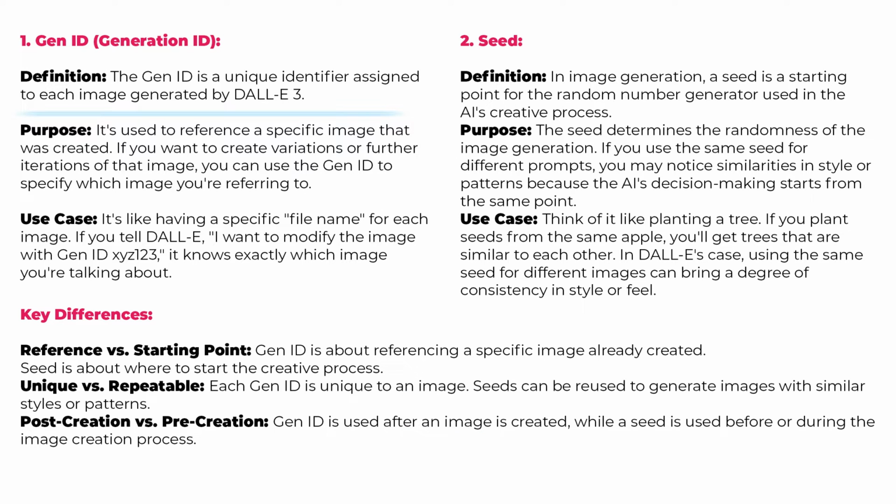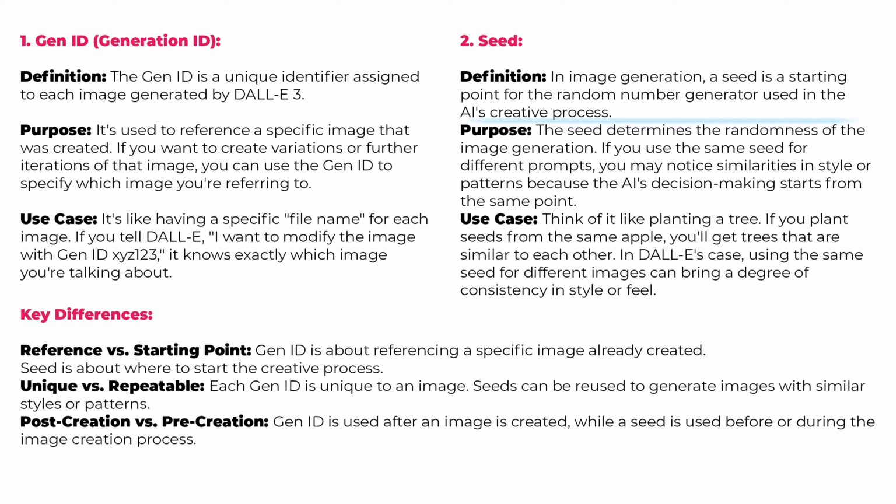The generation ID, Gen ID, stands for Generation Identifier and is a unique identifier assigned to each image generated by DALL-E 3. It's used to reference a specific image that was created. If you want to create variations or further iterations of that image, you can use the Gen ID to specify which image you're referring to. Think of it like having a specific file name for each image. If you tell DALL-E, I want to modify the image with Gen ID XYZ123, it knows exactly which image you're talking about. This makes it easier to manage and work with specific images within your generated content.